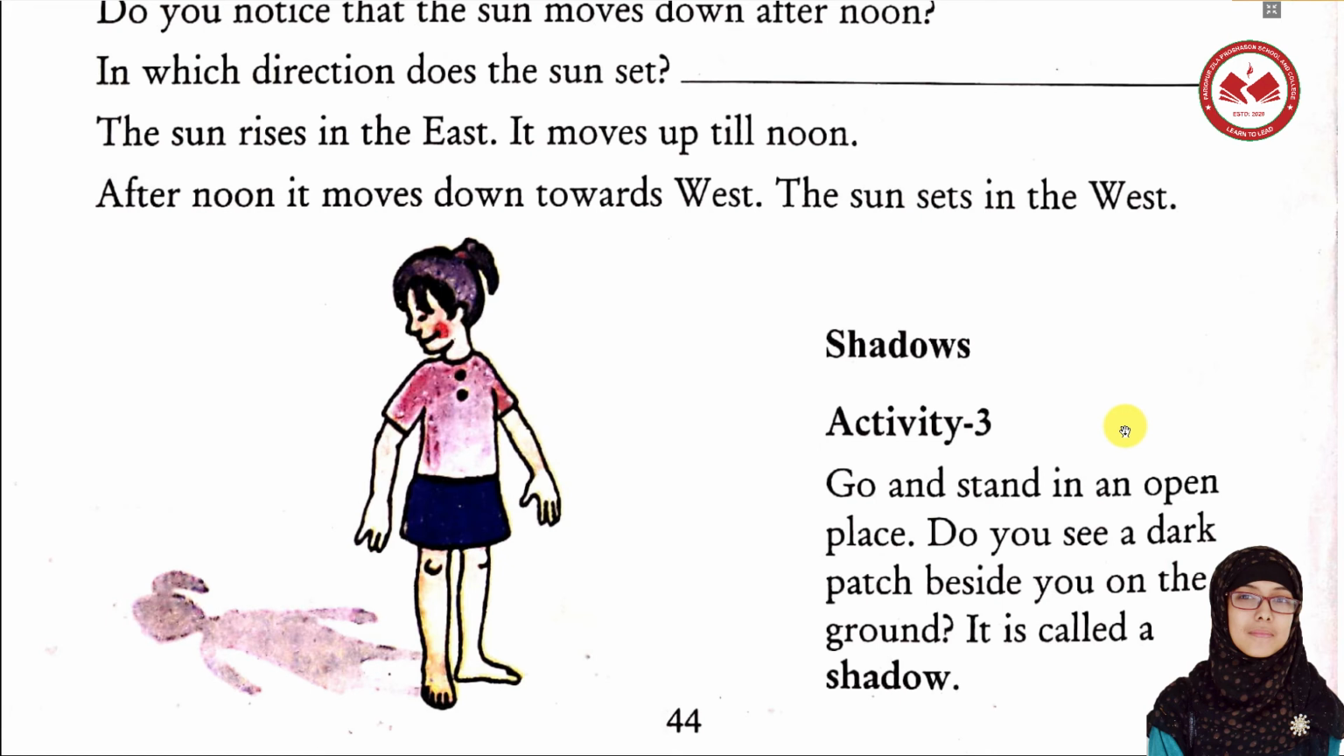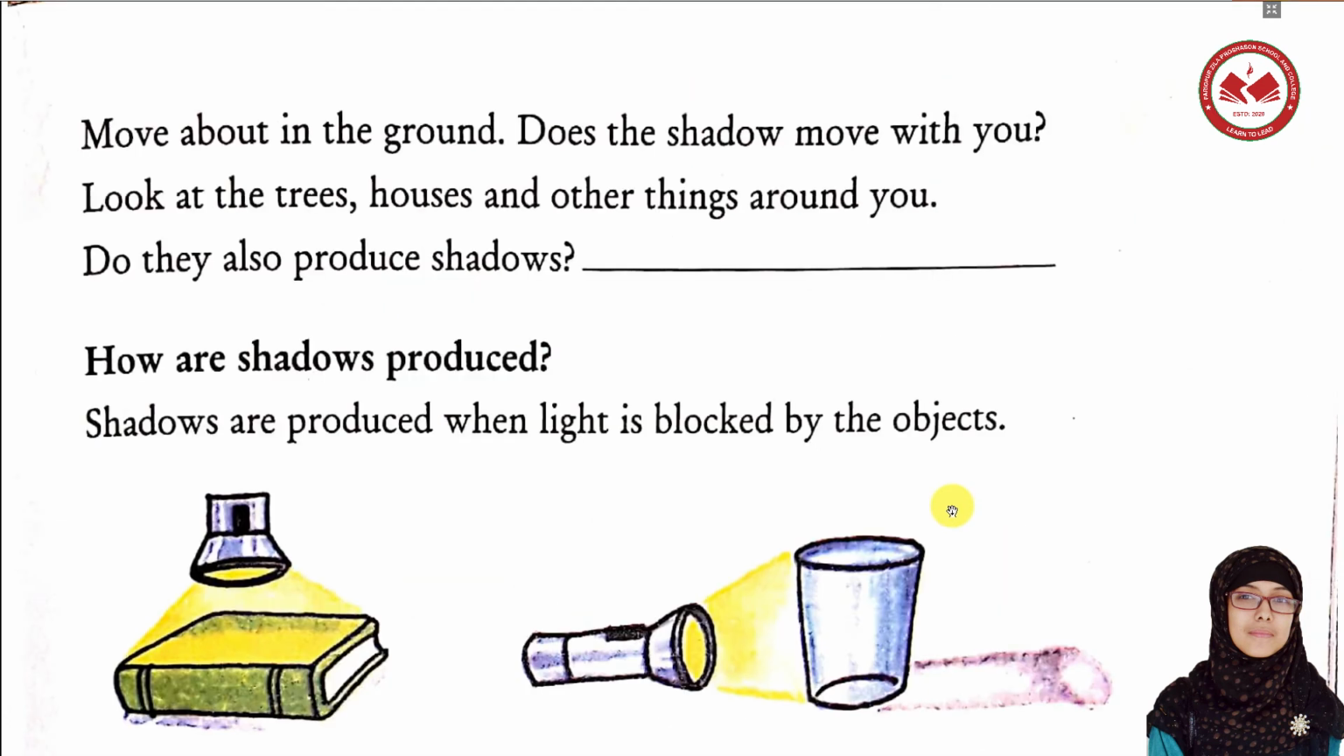Let's do an experiment. Go and stand in an open place. Do you see a dark patch behind you on the ground? It is called shadow. Go to a place where there is light. Now you will clearly notice a dark shape has formed behind you, and that is your shadow. Okay, so you can understand what shadow really is now. Okay, so let's move to the next page, that is page 45.